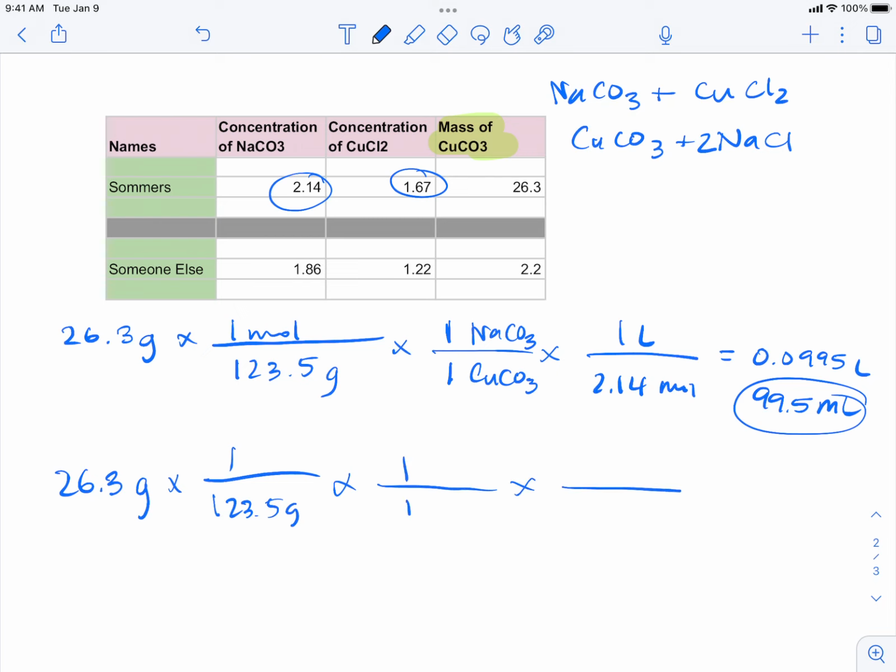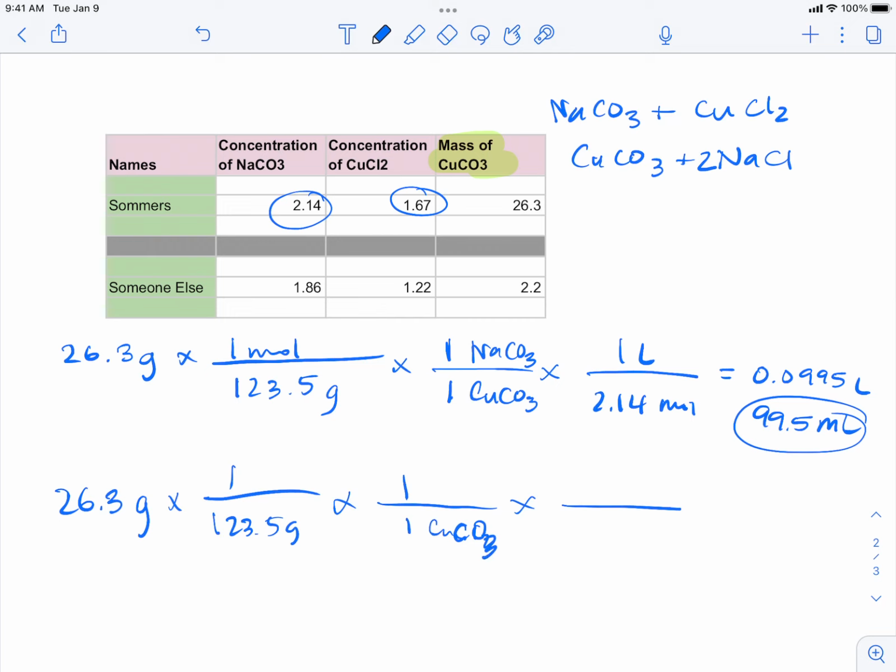It's still a 1-to-1 ratio. This time it's copper chloride for every copper carbonate on the bottom here, CO3, and 1 copper chloride on top. And now 1 liter of copper chloride, that's this one, is 1.67 moles. Liters, moles there. So take our 26.3, divide by 123.5, and also divide by 1.67, and we end up with 0.127, which is going to be liters, or 127 milliliters.